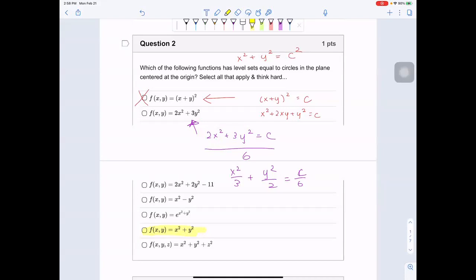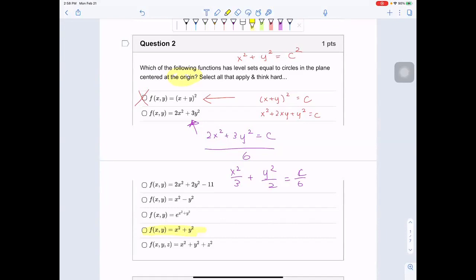Does that work at the origin? Because I feel like at the origin you have a point, or where is it? I think we mainly think of level sets as the whole thing. It's asking for circles in the plane centered at the origin. So it just has to be centered at the origin, meaning you don't want something that's going to be like this. Okay.